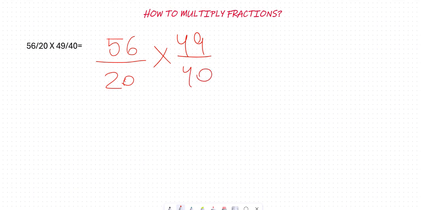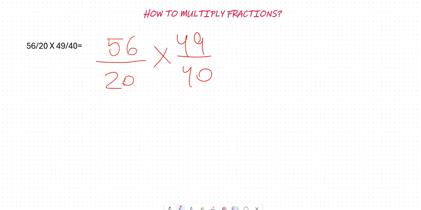And now, as you probably saw in our previous video, we did how to add fractions with different denominators, and today we're doing multiplying fractions. And there's actually a difference. When adding fractions, you have to make sure that both denominators are the same, like 20 and 40 have to be the same. Either both have to be 20 or both have to be 40. But when multiplying fractions, we don't have to make both the denominators the same.